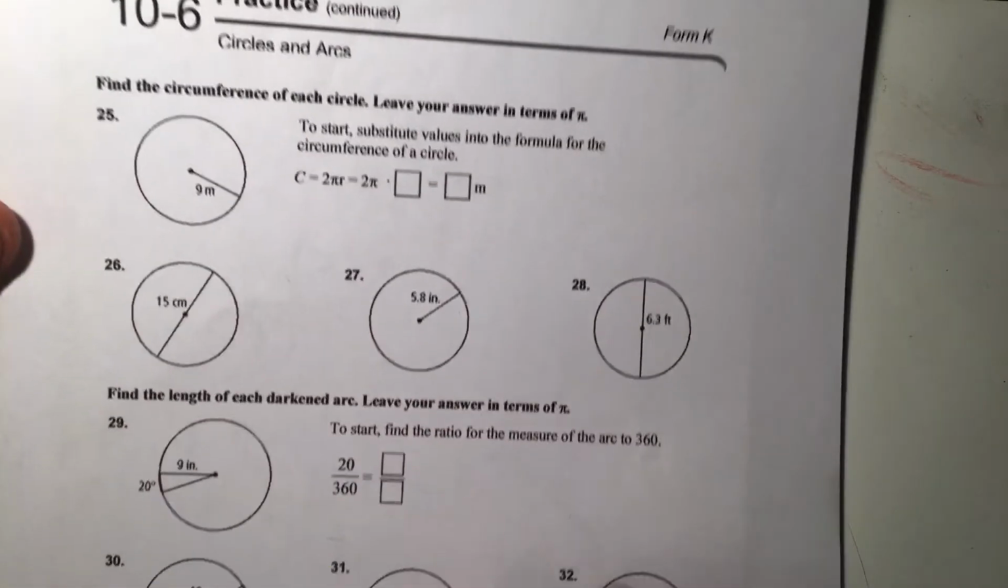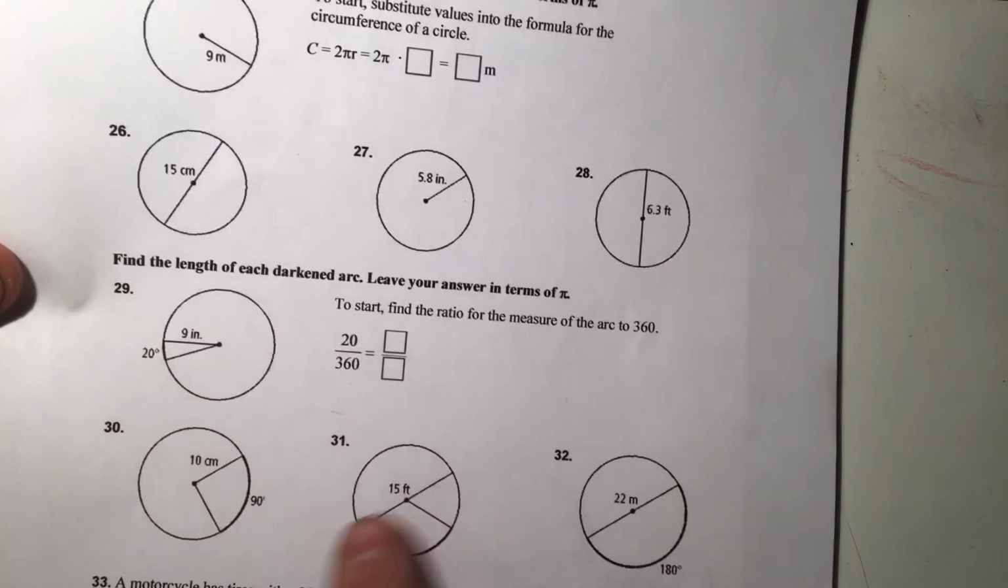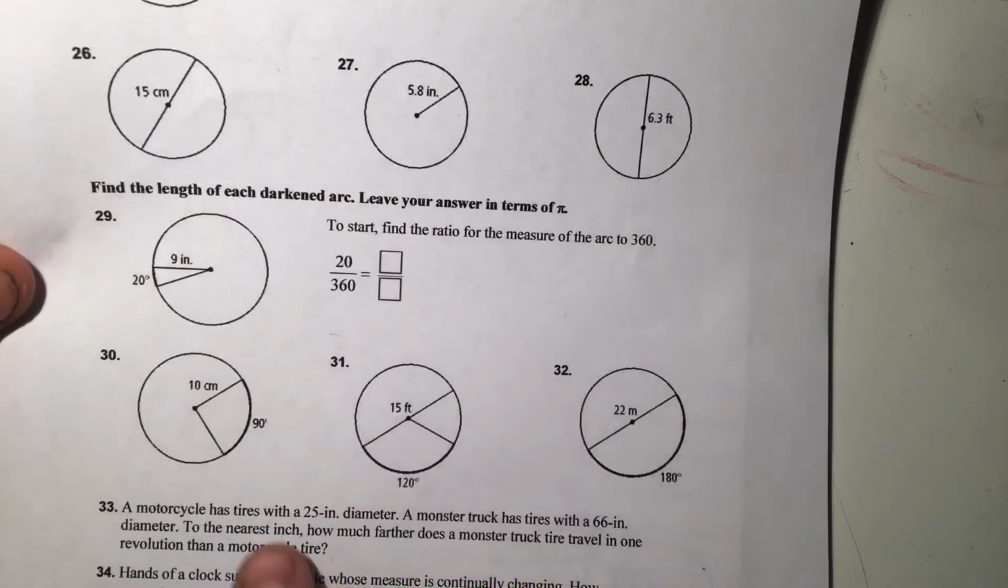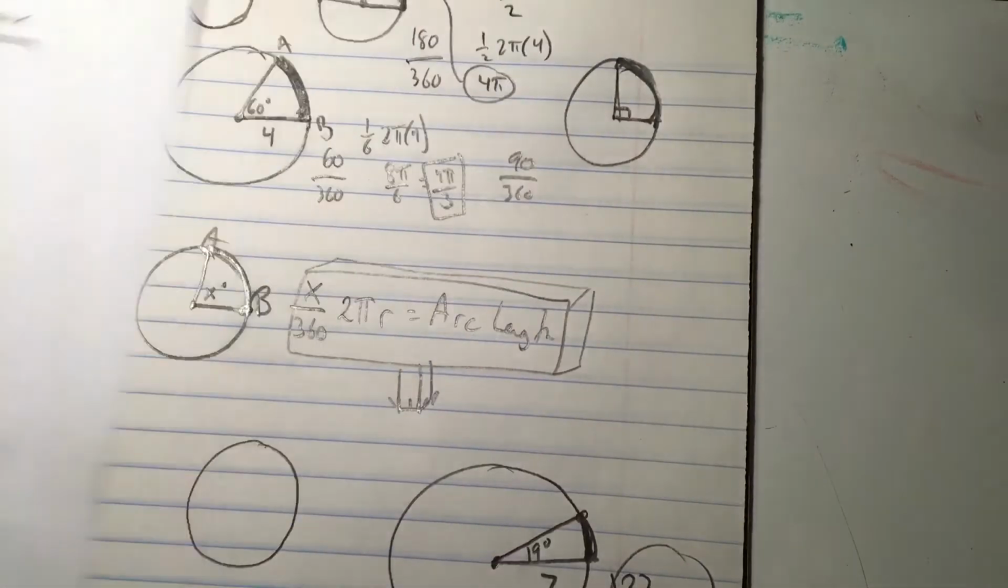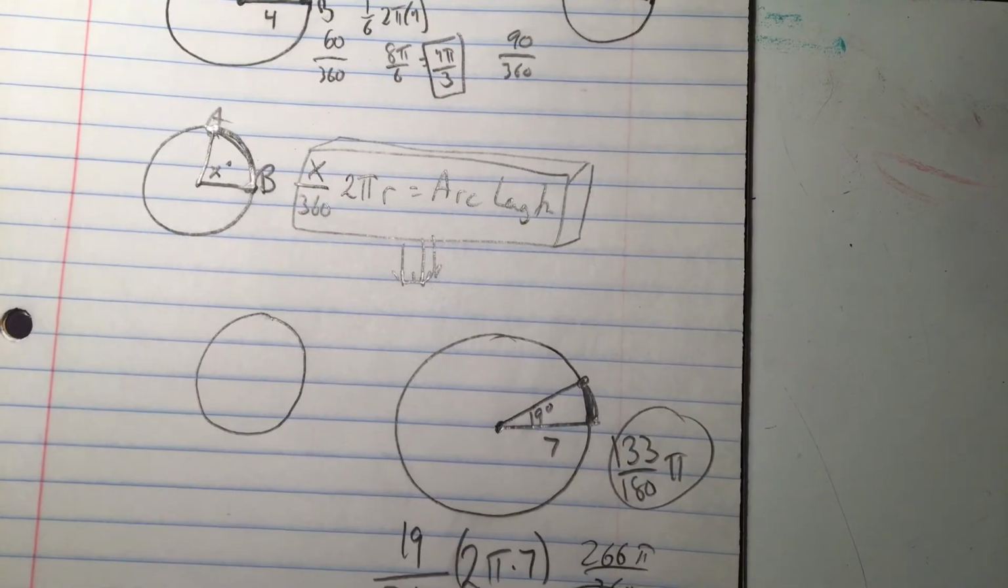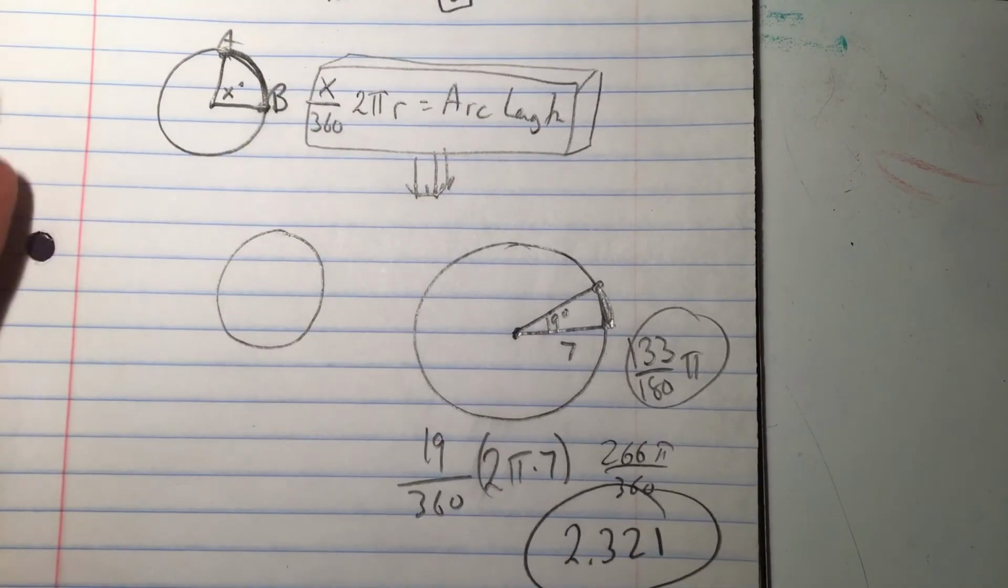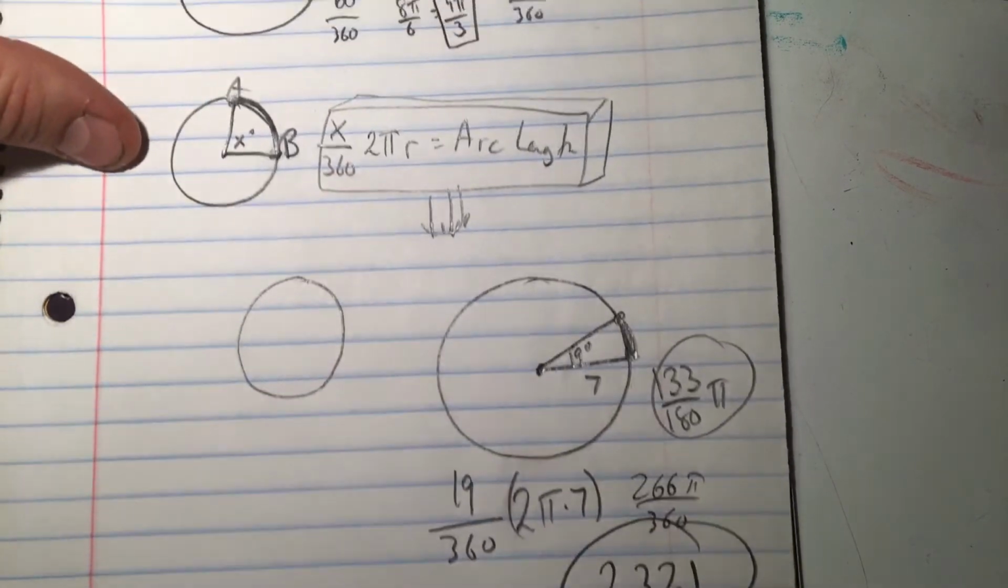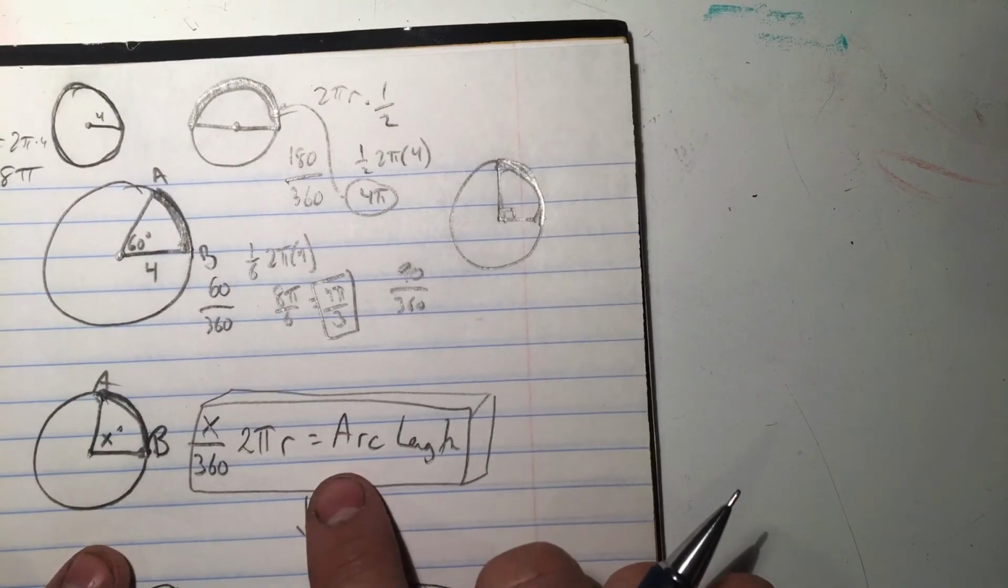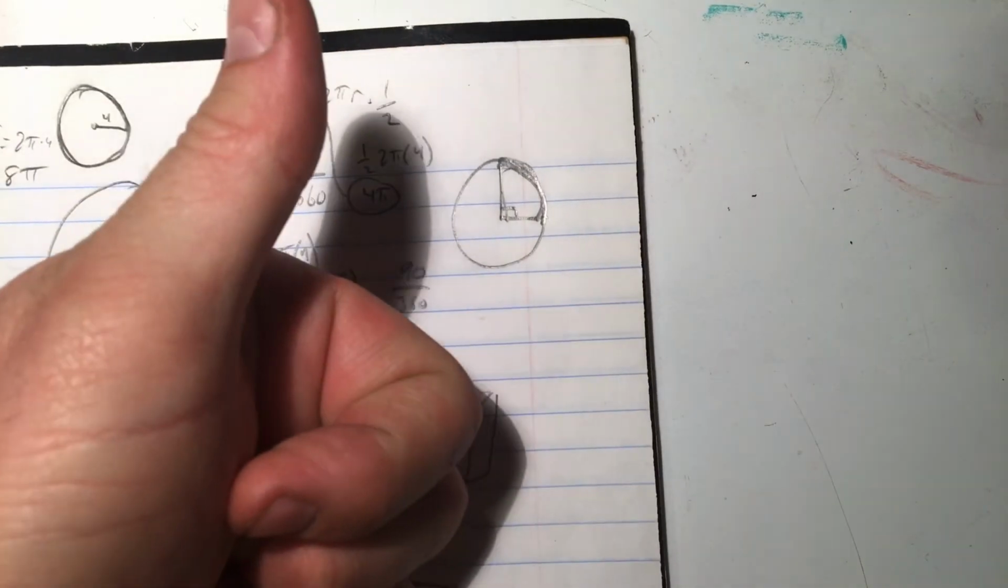Find the circumference, find the shape, find the darkened arc, and then some questions about motorcycles. Okay, lots of good stuff. So I hope you enjoy this. Yeah, arc length, circumference, wonderful stuff.